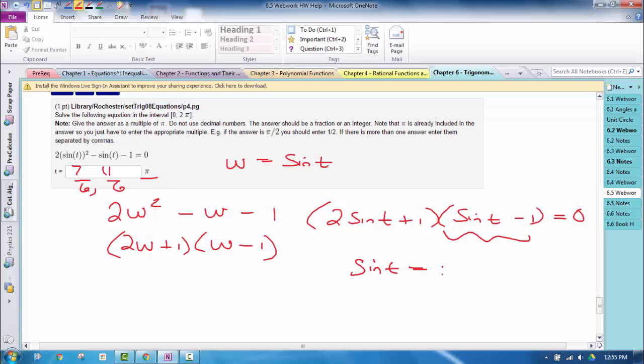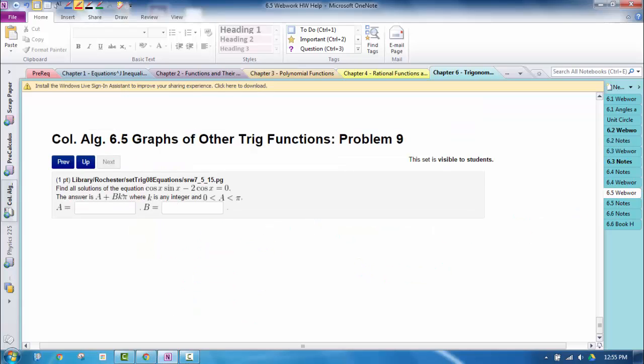So that happens where the sine of t equals 1. If you set it equal to 0 and add 1 to both sides, we know where the sine is 1. That's up here at 90 degrees. So that'd be pi over 2, or 1 over 2 since pi is already there. There's my 3 fractions.